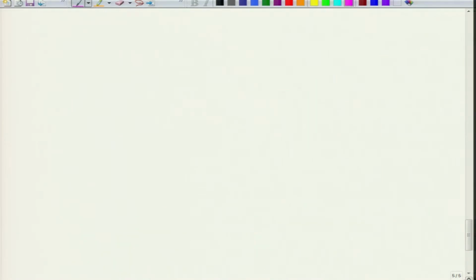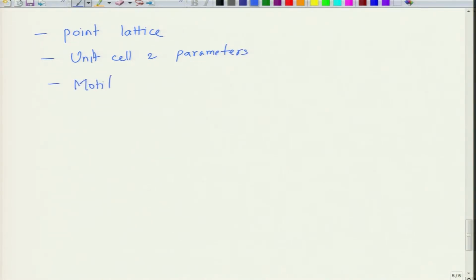So, what do you know now? You know what a point lattice is, you know what a unit cell is and its parameters. We also know what a motif is, and we also know what a crystal lattice is.